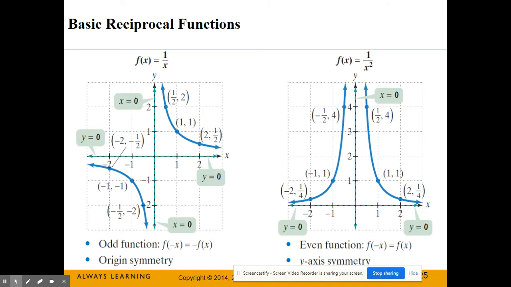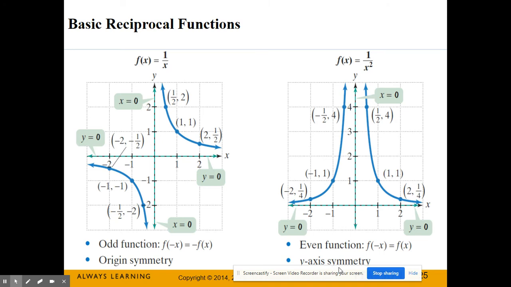So we have two basic reciprocal functions. One is 1 over x, the other is 1 over x squared. All of your rational functions are going to look like one or the other, with obviously some different characteristics, but they're going to fall into one of these two categories.